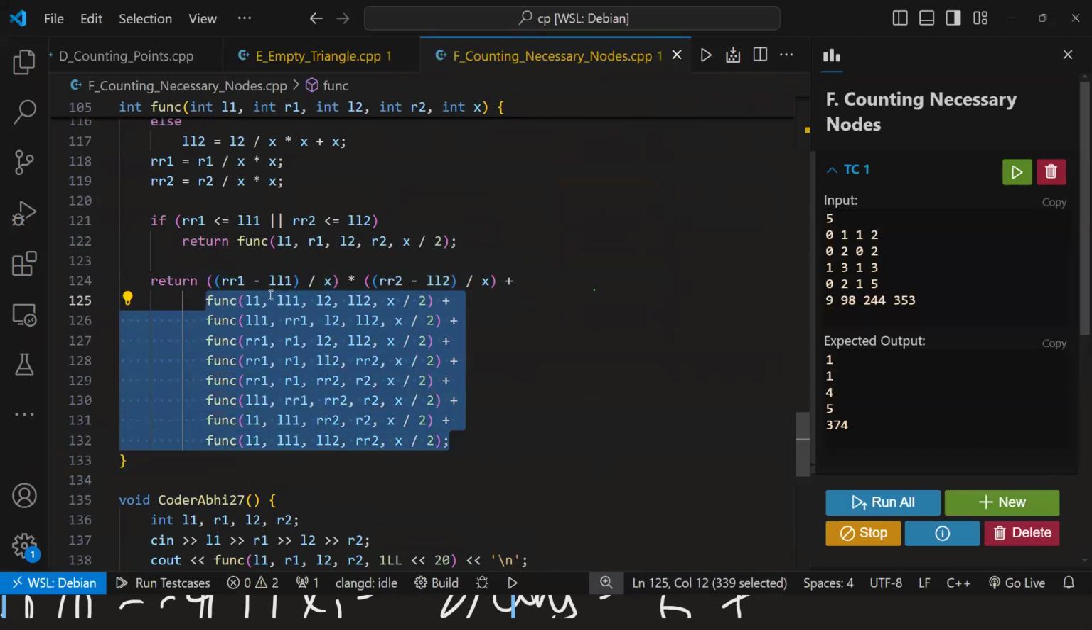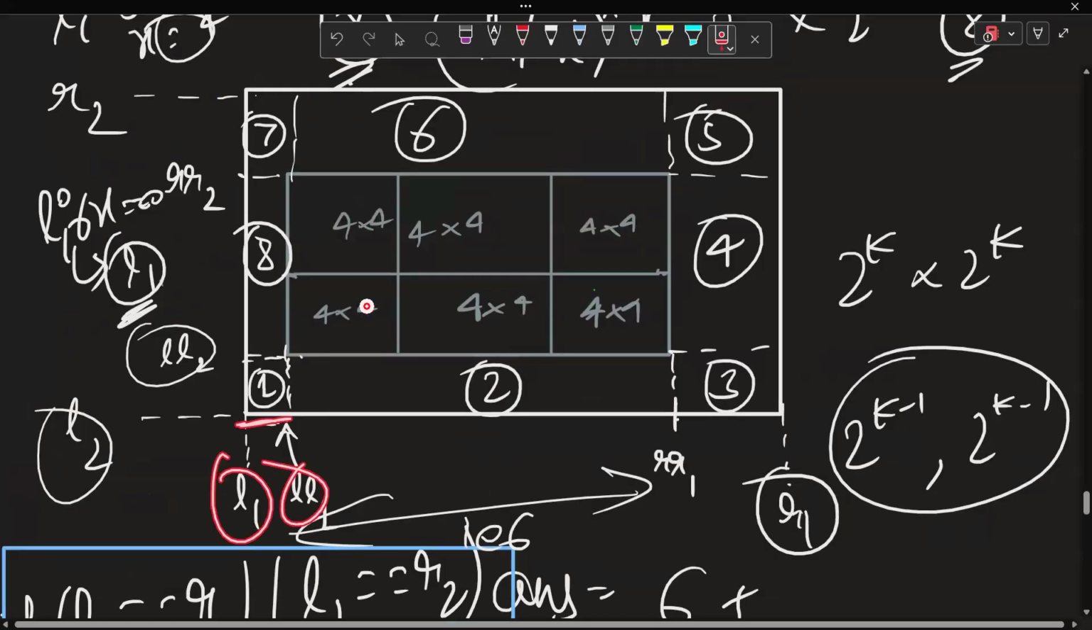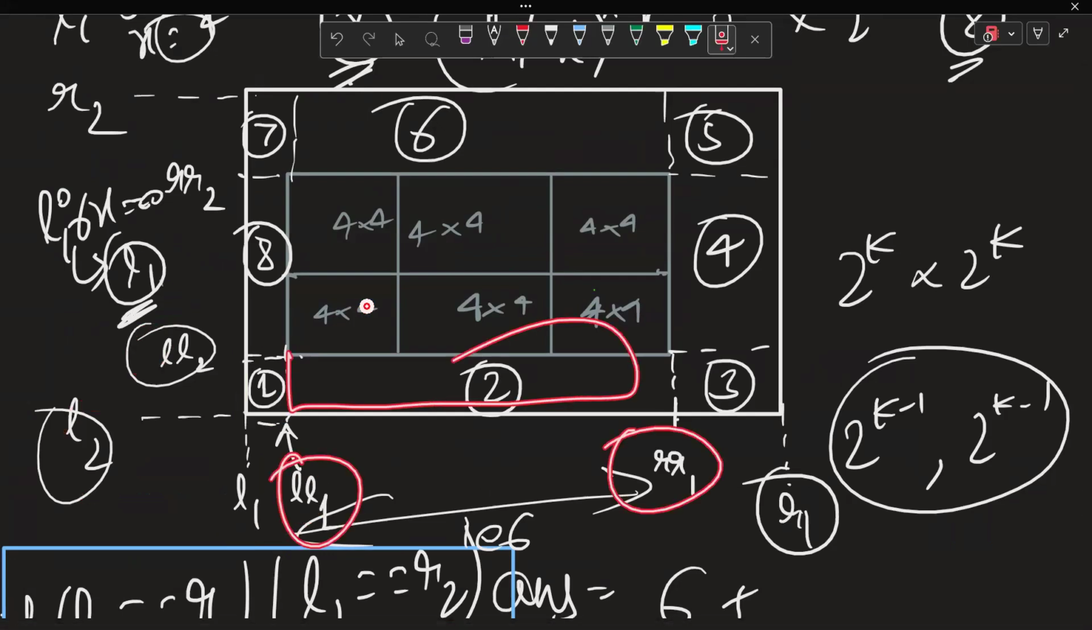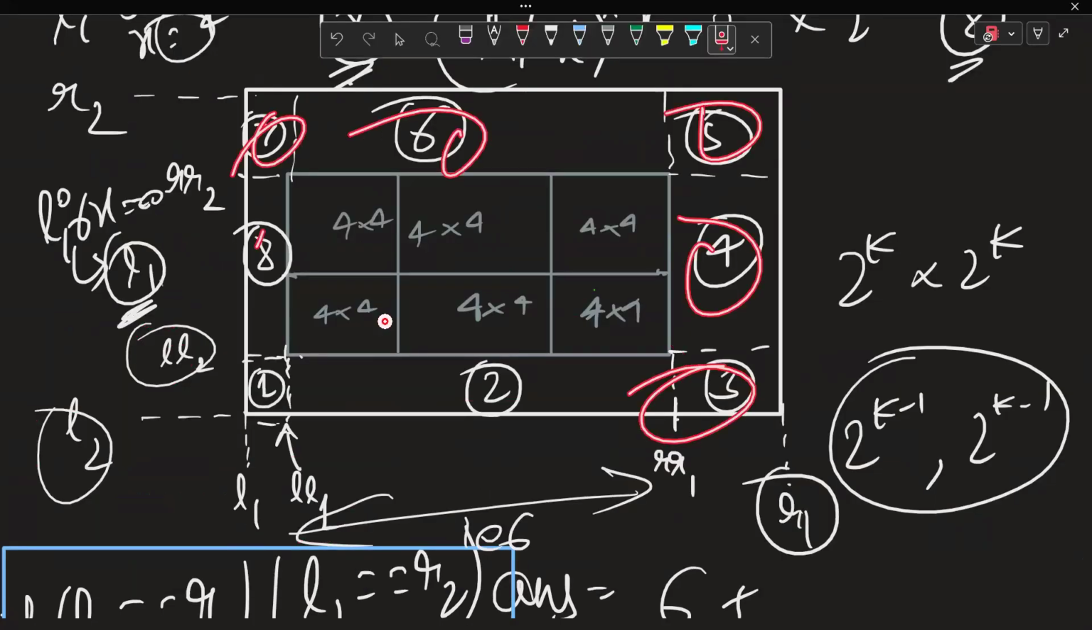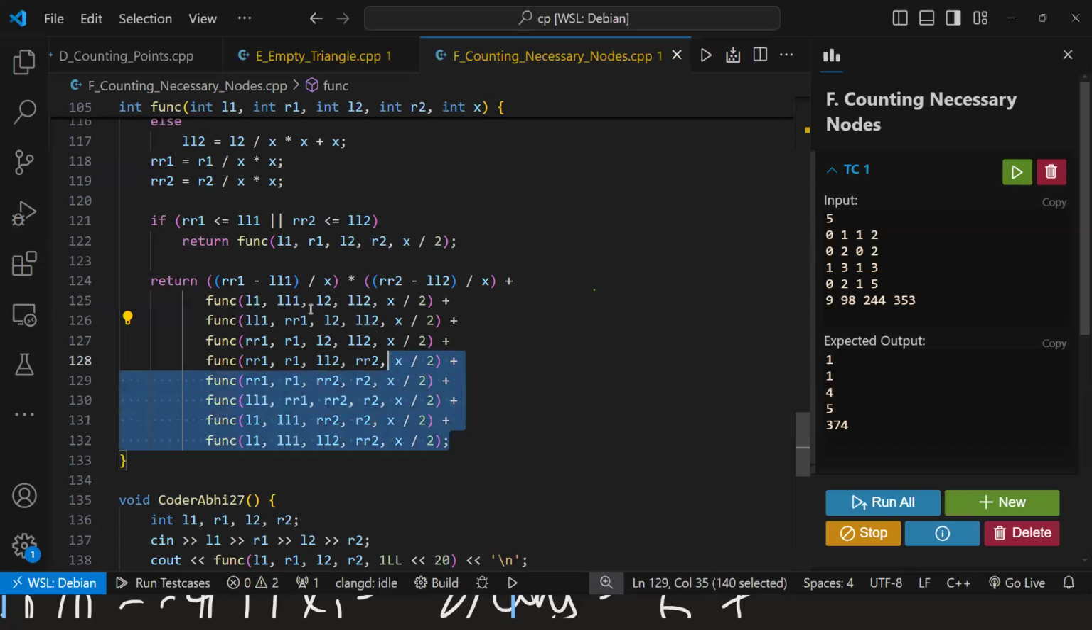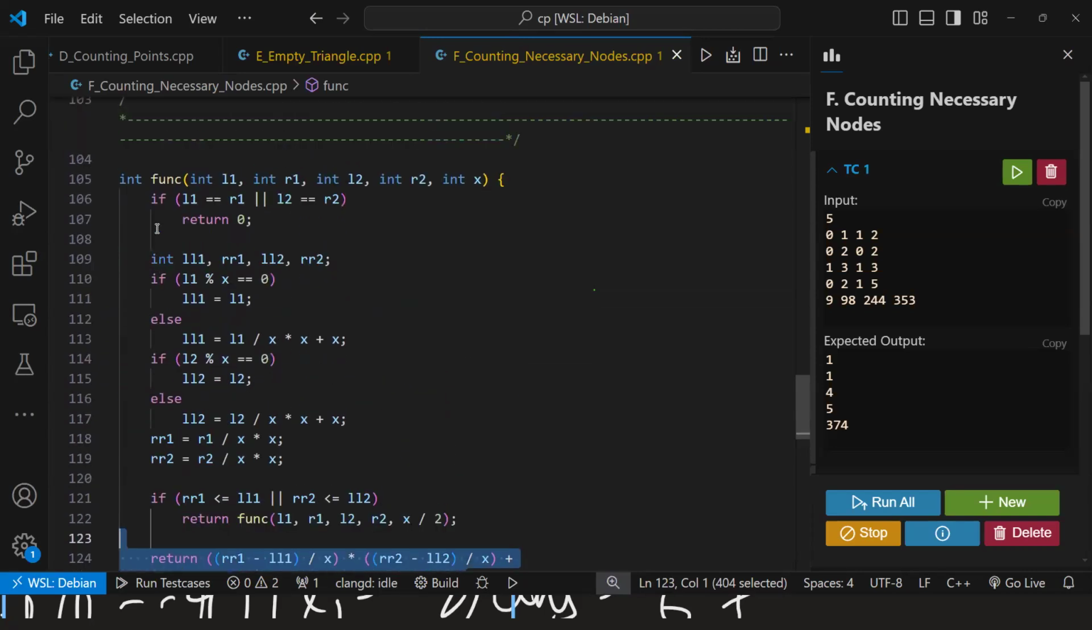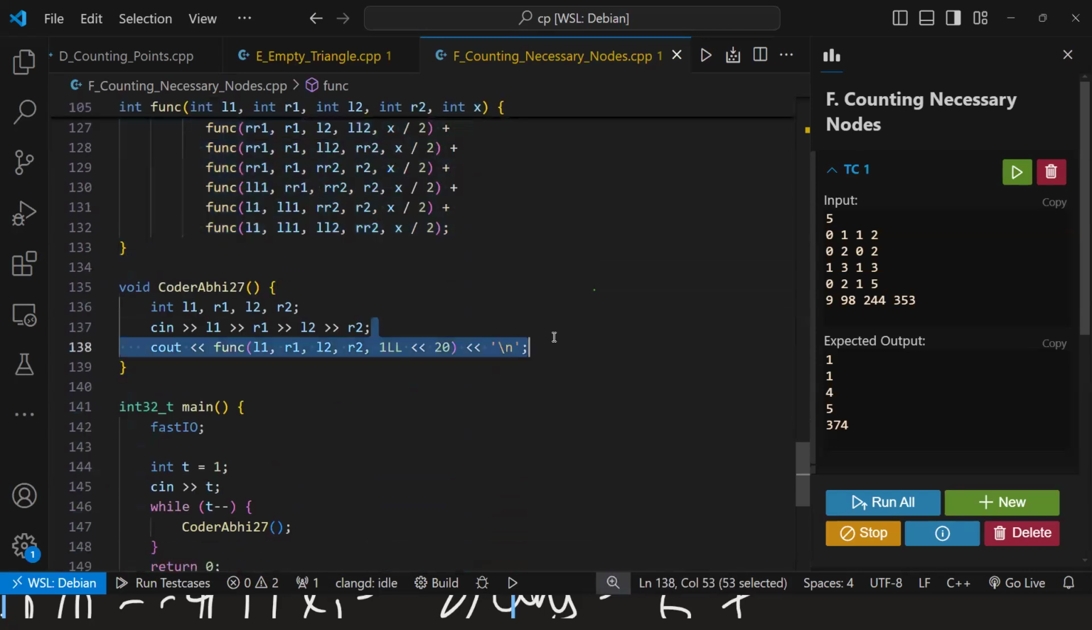You can see L1 to LL1, L2 to LL2. So this first region is covered. Then the second region would be LL1 to RR1, L2 to LL2. Same way the third, fourth, fifth, sixth, seventh, eighth region. I have written all of them. Along with that, I've called them with x by 2. So this way I recursively call the function and I just got my answer.